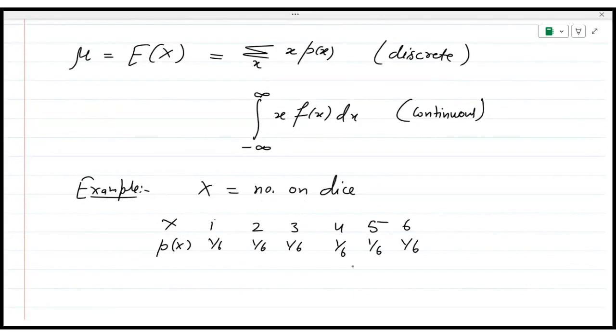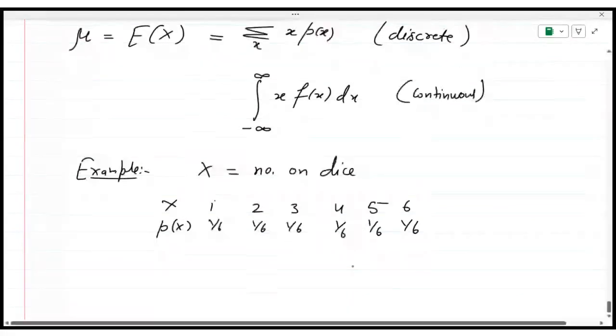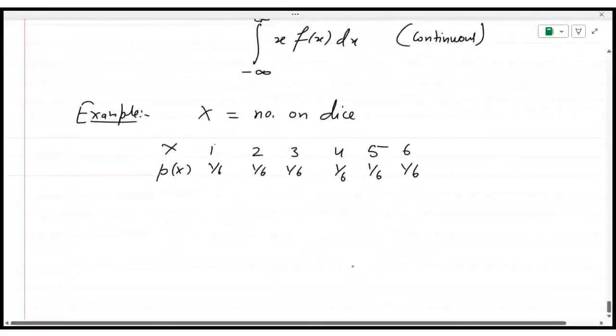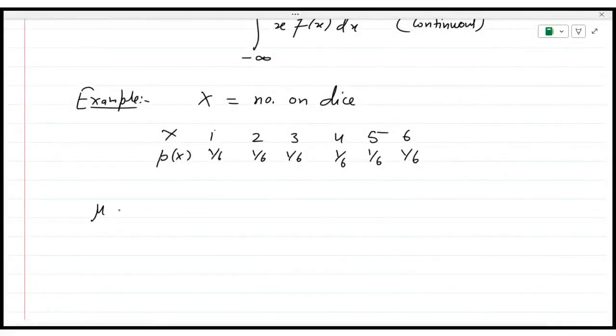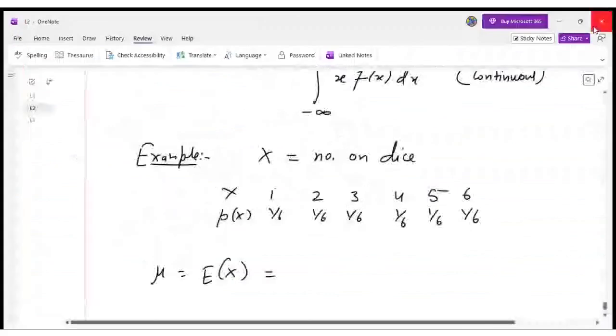Is this clear to all? Is there any doubt in this? Now I will find the average number on dice. Okay, or you can say I will find the average of x, or expected value of x. Okay, so let me ask the question. So students, first tell me, is it discrete distribution or continuous distribution? Is it discrete or continuous?